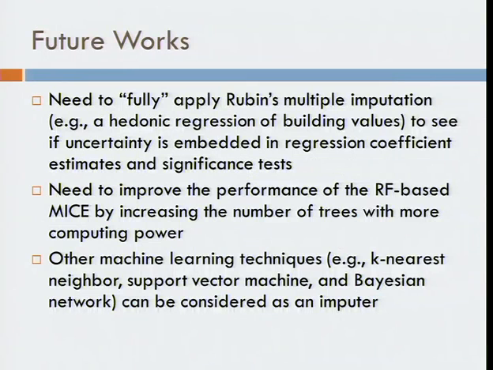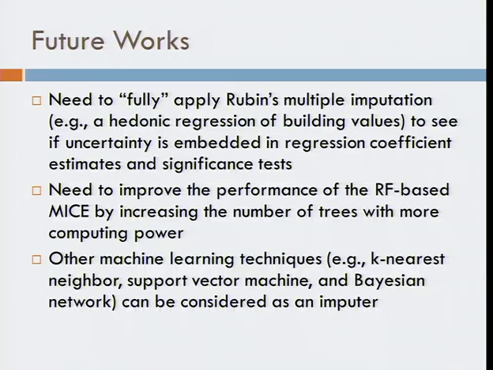There is some room in this study for future work. As you might notice, we only generated multiple imputed data sets. Actually, we didn't conduct the second and third steps of Rubin's multiple imputation. So we need to fully apply Rubin's multiple imputation by developing a hedonic regression model on building value to see if uncertainty is embedded in regression coefficient estimates and significance tests.